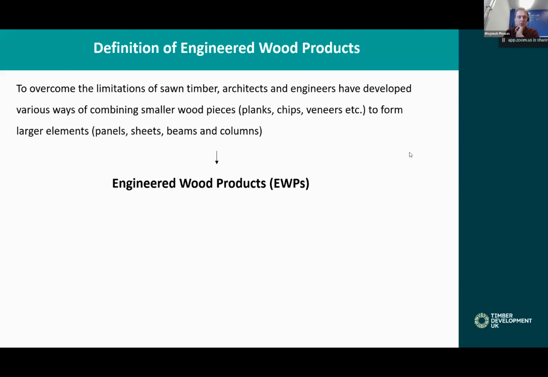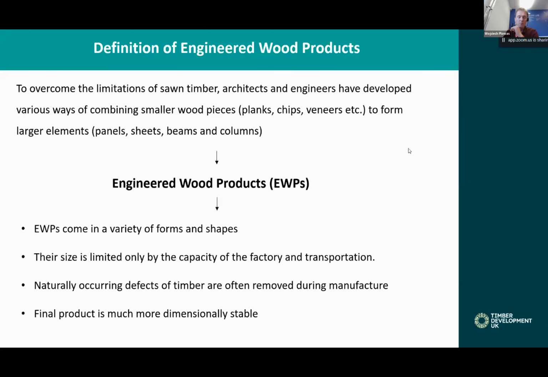And this is basically a definition of engineered wood products. Large elements made of wood formed using planks, chips, veneers. And when you do that, you overcome many limitations of sawn timber.